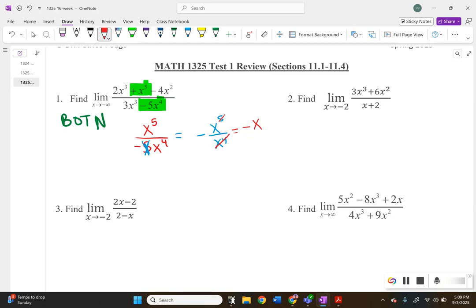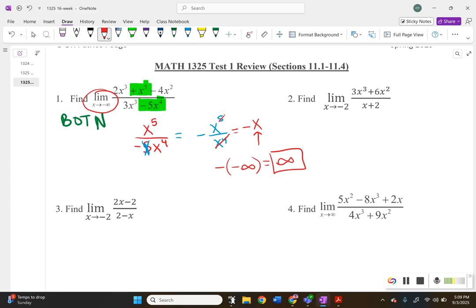Once we reduce it, we come back and we look at what we're taking the limit as x approaches. The limit as x approaches negative infinity. So we're going to plug negative infinity in for x. So I'm going to have negative negative infinity, which gives us positive infinity.